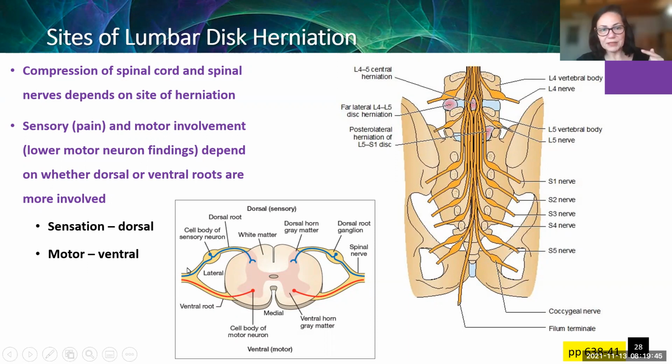And so we have incoming signals. They come in through the dorsal root, through the back door. And then outgoing information is through the front door, the ventral roots. So depending on which part of this is getting squished, that determines whether the person experiences pain or motor involvement, weakness of the muscles that are being innervated by that nerve. Of course, it can be both if both bits are being affected.